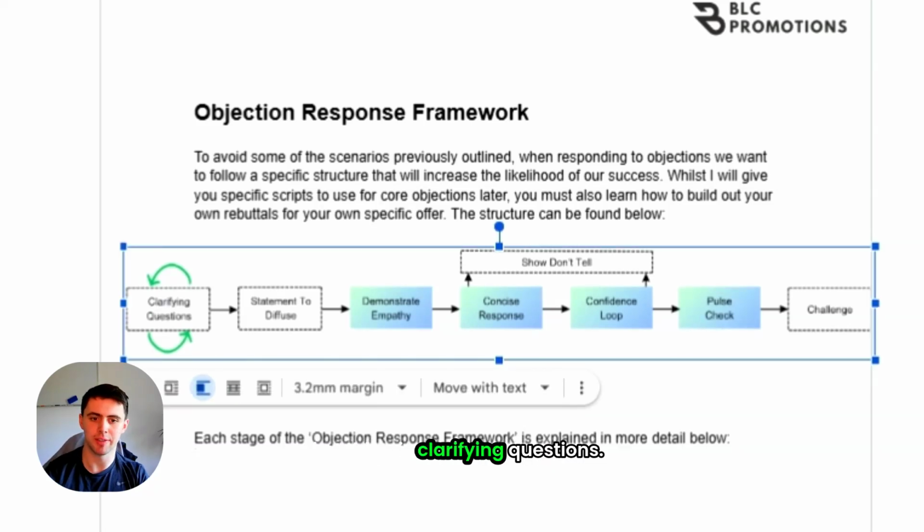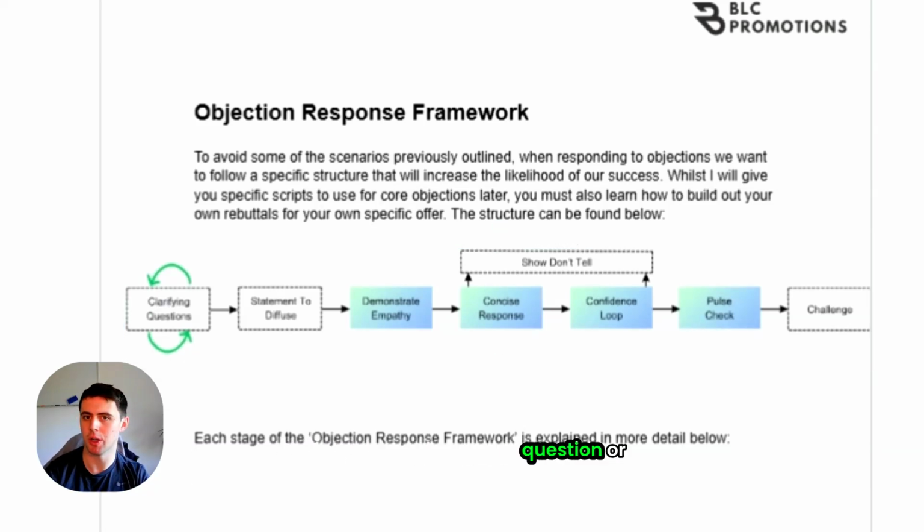First thing is clarifying questions. If someone gives you a question or objection, you must fully understand exactly what they're actually asking. For example, if a customer says, this is too expensive, expensive can mean a lot of different things. It might be concern about the upfront cost. It might be whether they're going to get an ROI on it. It might be they're considering this versus another purchase for their home.